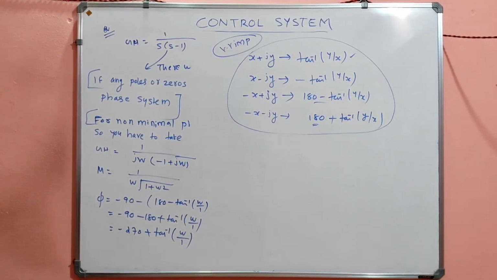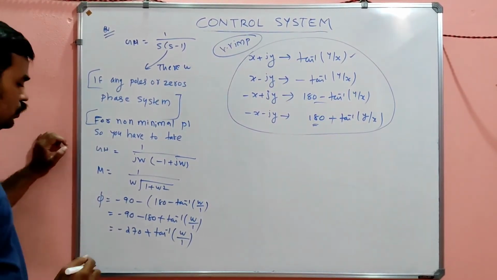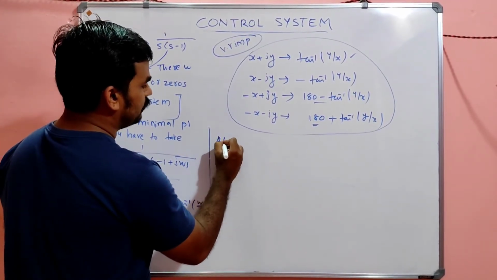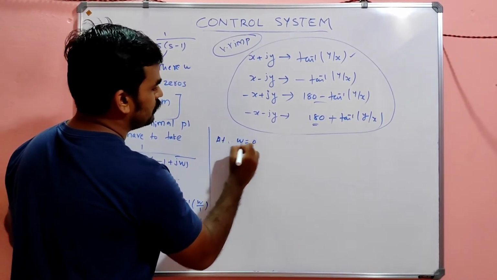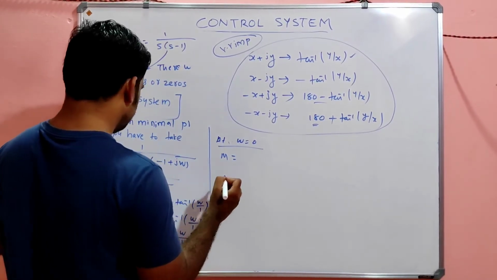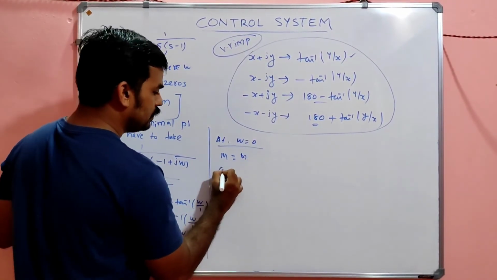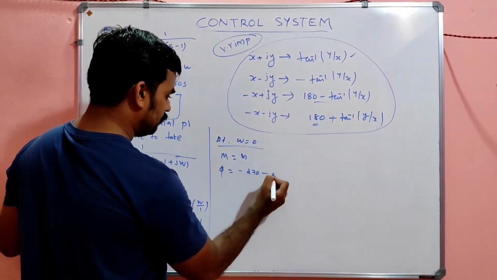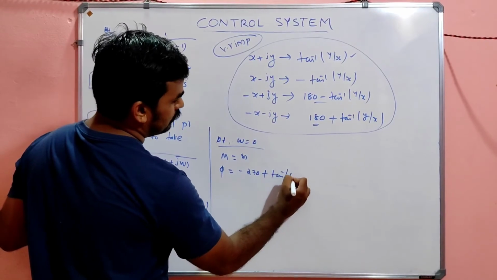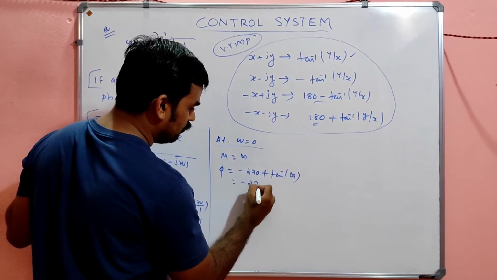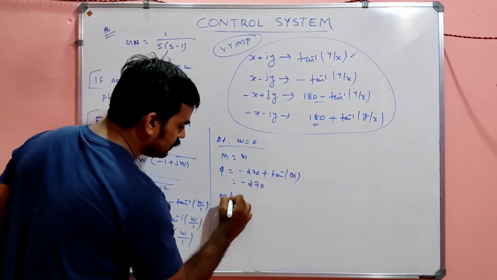Correct, my dears? Okay. So you got the magnitude as well as the phase, my dear. So at omega equal to 0, what happens? At omega equal to 0, the magnitude will become 1 by 0, which again is infinity. The phase angle will become minus 270 plus tan inverse 0. So tan inverse 0 is nothing but sin 0 by cos 0, which is 0. So minus 270 alone.